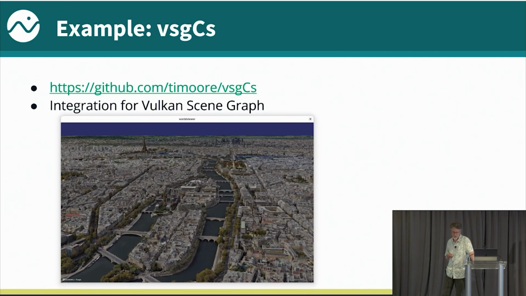So this is a quick example from a client that uses Cesium Native and renders using Vulkan Scene Graph, called VSGCS. This is a view of Paris of the Google 3D photorealistic tiles.